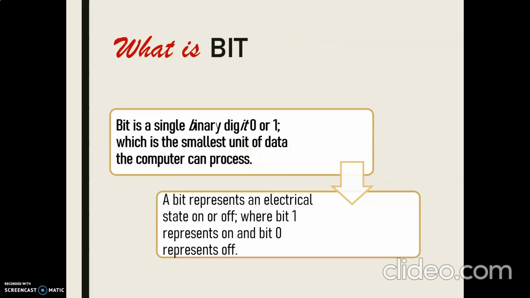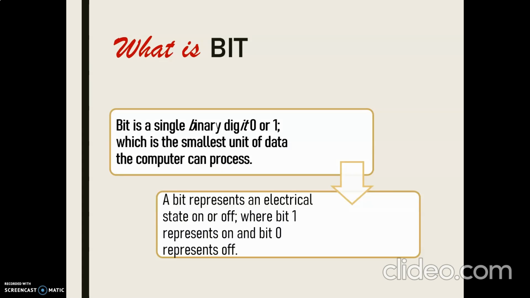So what is a bit? Bit is short for binary digit, which is 0 or 1. Bit is the smallest unit of data that a computer can process. This definition is very important for you to remember, because this is what you should explain. A bit represents an electrical state, on and off, where bit 1 represents on and bit 0 represents off. If we use only a bit, we can represent only 2 data, because there are only 2 bits.